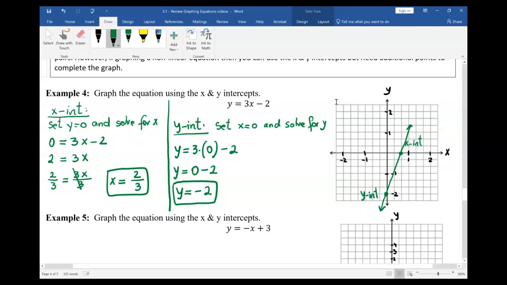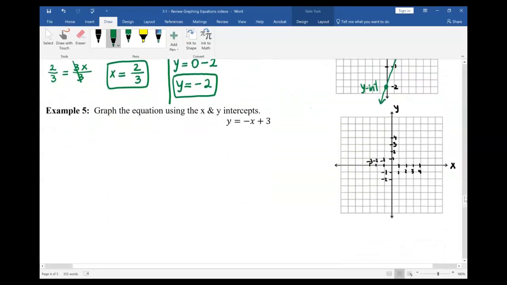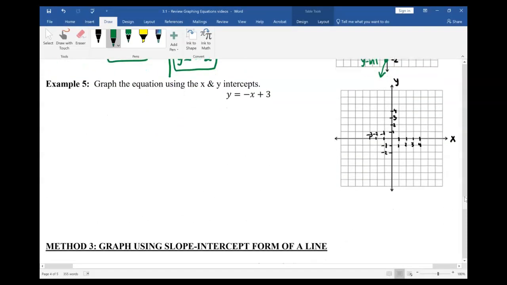The next example, y equals negative x plus 3. We're going to do the same thing. First, find the x-intercept. You're going to set y equal to 0. So we're going to have 0 equals negative x plus 3. Move the x to the left side. x equals 3. This is my x-intercept.